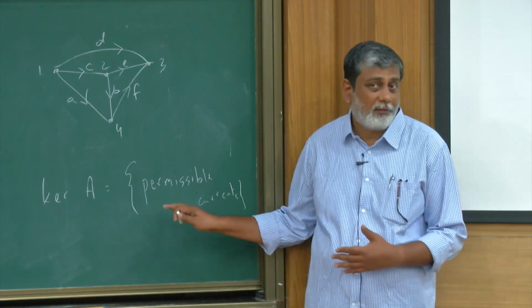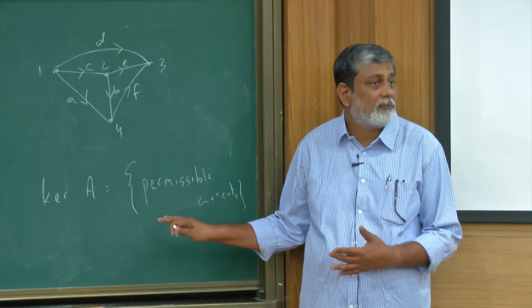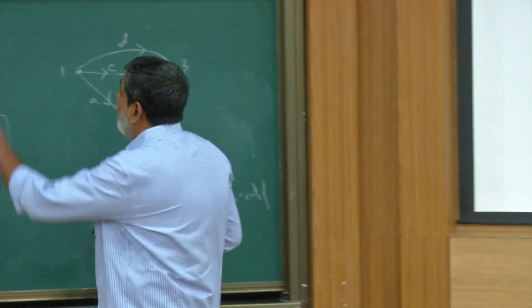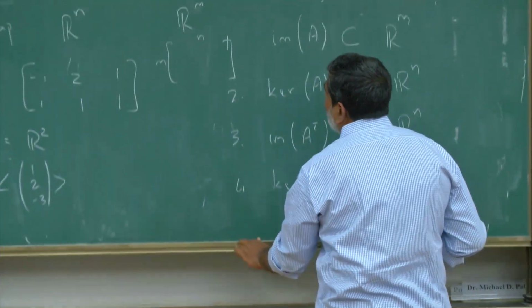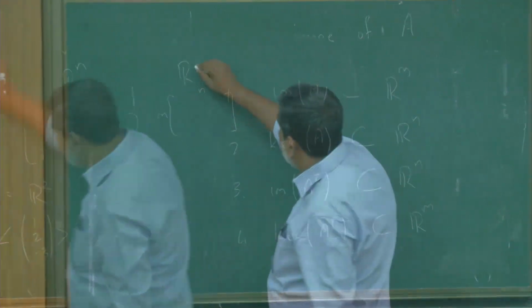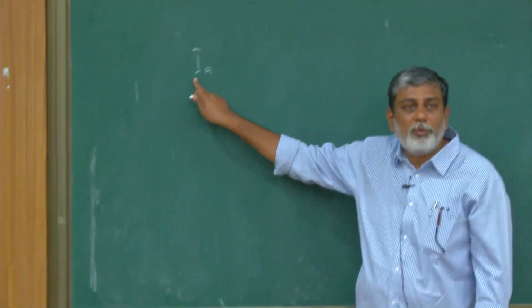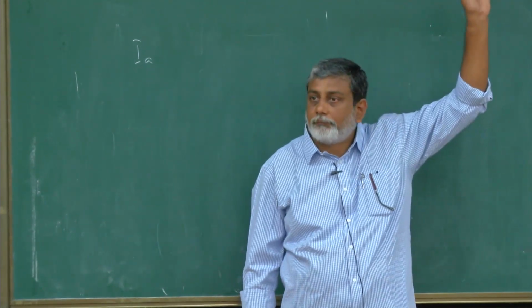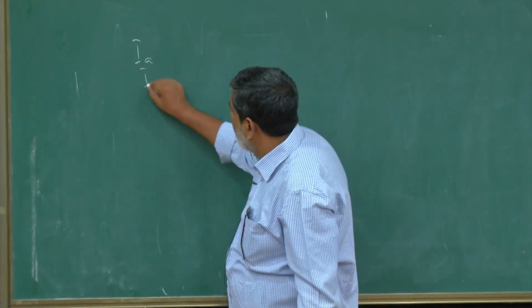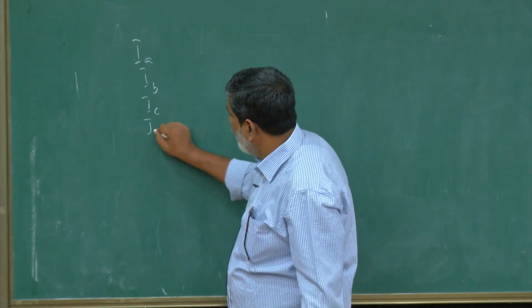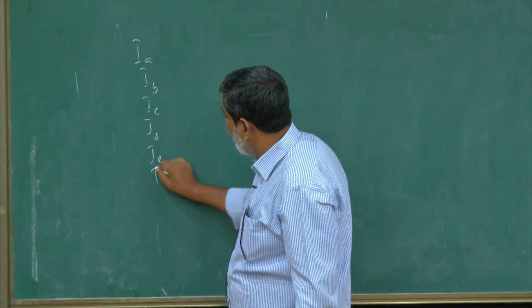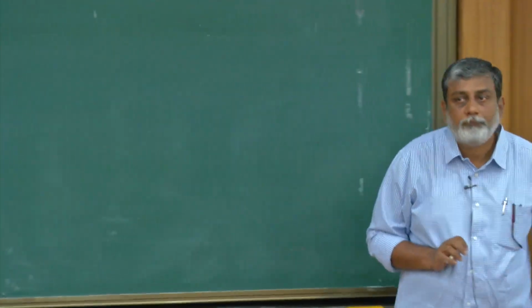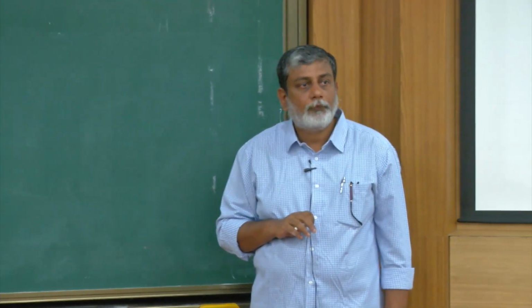Are you confused about what I have written? If you're confused about what I've written, here we go. IA, let me assume, is the amount of current that flows in branch A in the direction shown in the graph. IB, similarly, IC, ID, IE, IF. These are the currents in the branches.